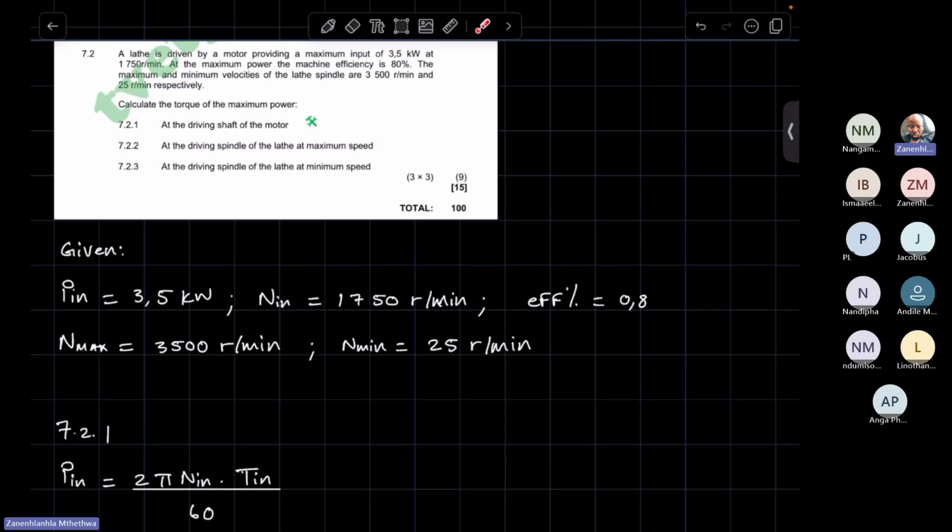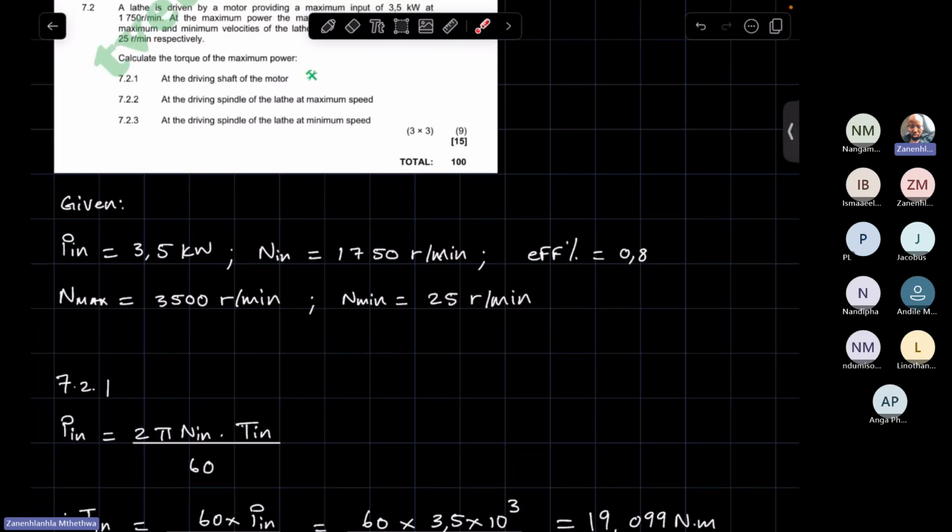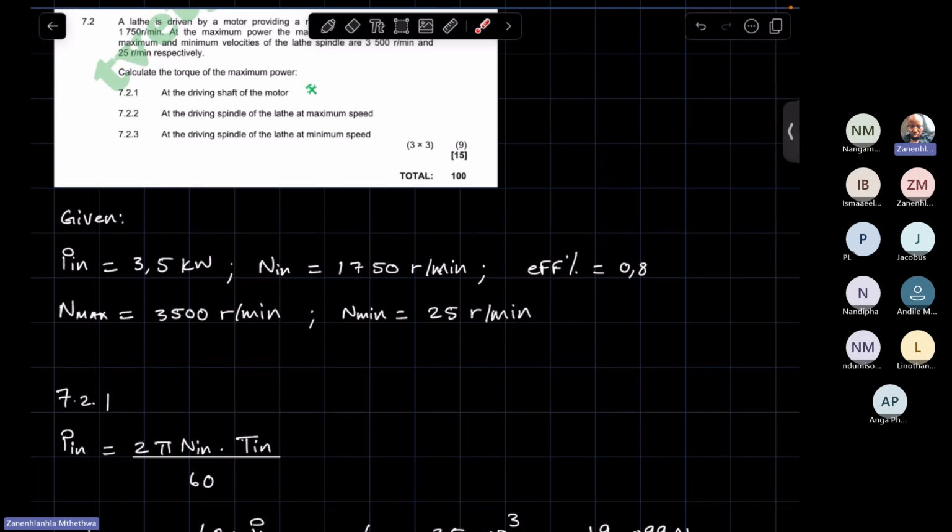We are also given the motor's rotational frequency. So again, using the formula for power that incorporates both rotational frequency and torque. Say power in is equal to 2 pi n, where n is the input's rotational frequency, or the rotational frequency of the motor, times the input torque, which is what we're looking for. And because the n is in terms of revs per minute, we then divide it by 60.